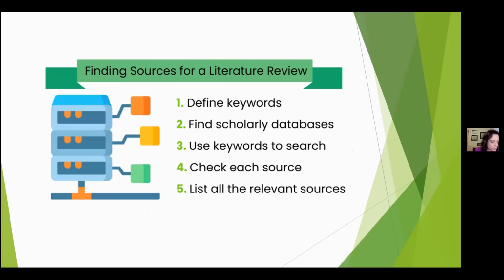Okay, finding sources for our research, for the literature review. So again, what we've covered: defining the keywords. Again, use synonyms. Don't just use the one word or two words. Use a lot of words, because sometimes people write articles and don't actually use the keywords that you're using, and they may have supporting information. Again, find scholarly databases, which is what we were looking at. Use keywords to search. Check each source and list all your relevant sources.